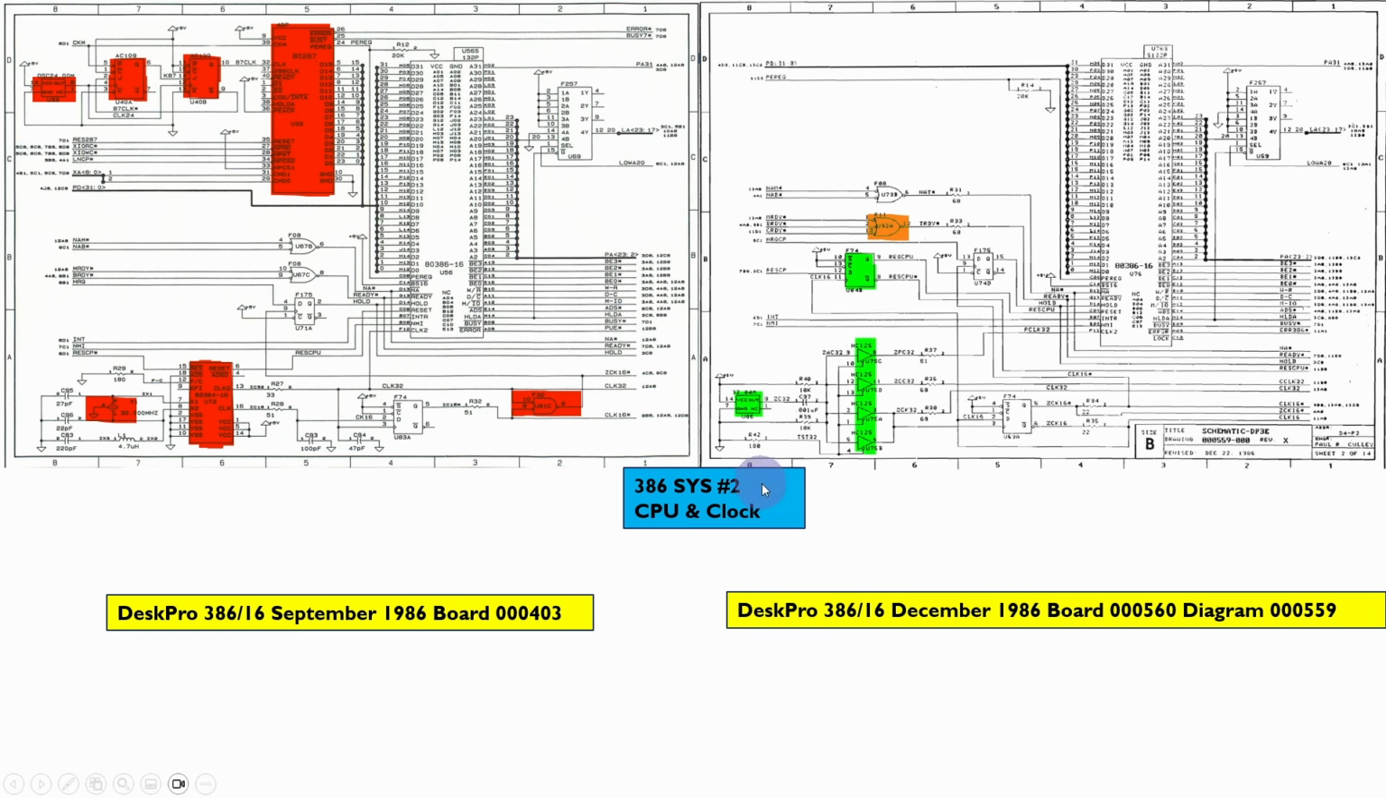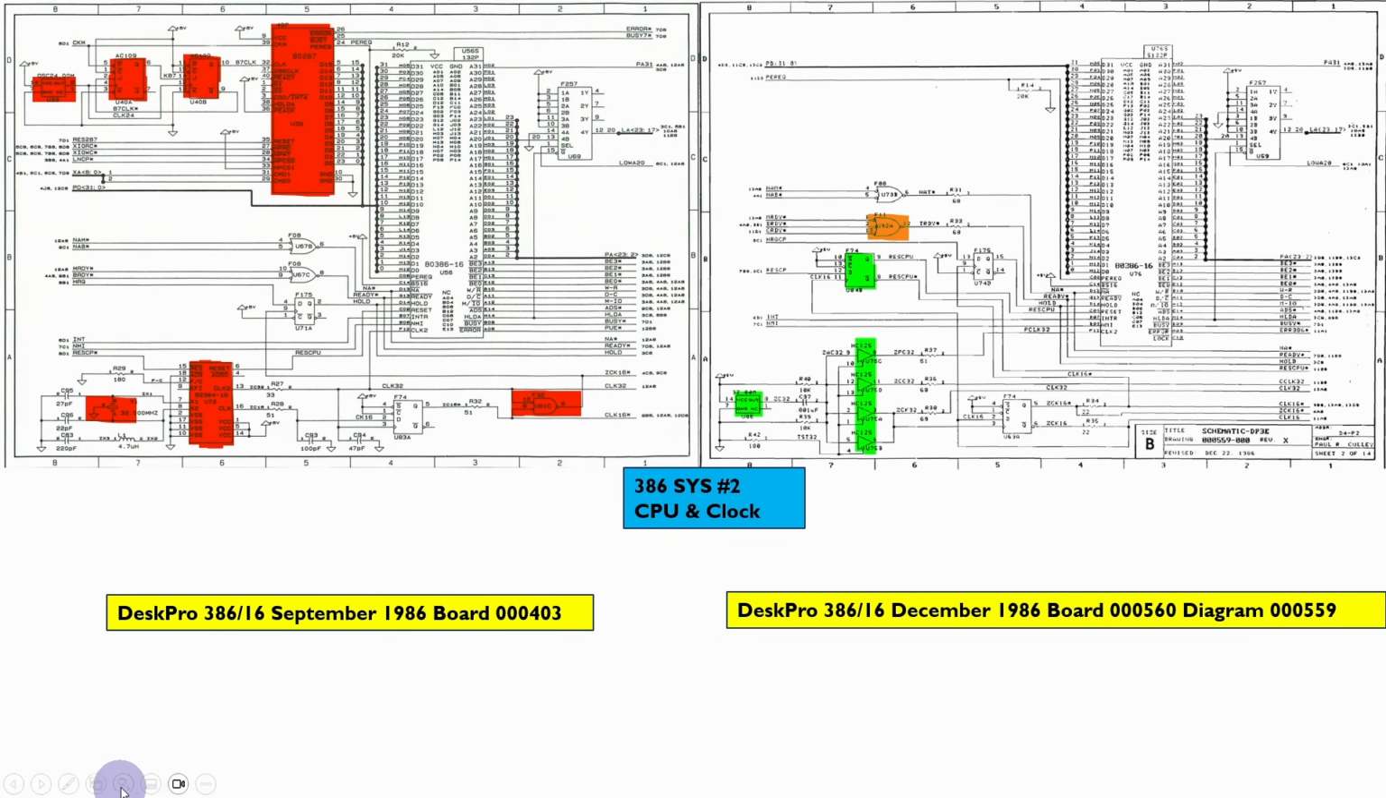So to start with the CPU and clock board, the biggest change really is that in the more recent one, there's a separate page where the math co-processors go. So in the first version, it only supported the 287, that's the PC AT 286 math co-processor, because the 387 one hadn't been released by Intel at that point in time.